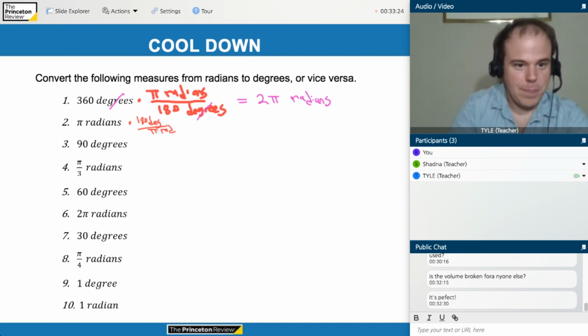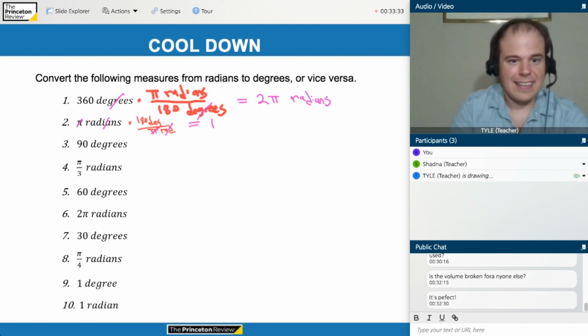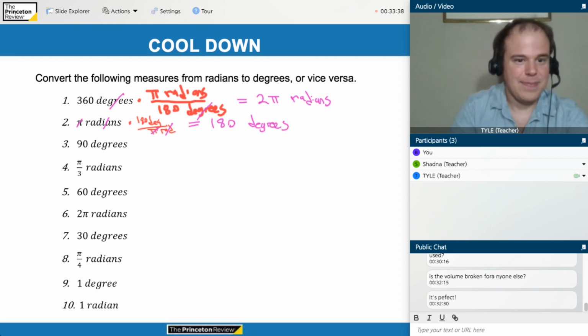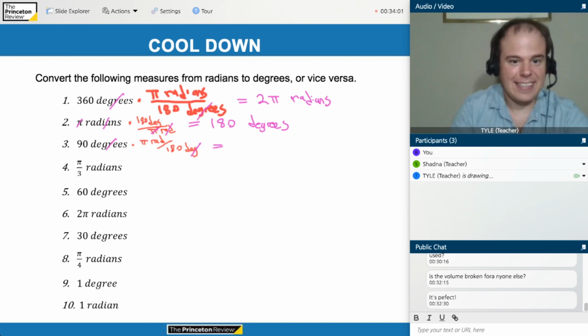And the radians cancel. The pi's also cancel, leaving me with 180 degrees. All right. Next, we have 90 degrees. So if we have degrees, then I want to multiply by radians on the top, degrees on the bottom. So times pi radians divided by 180 degrees. All right. And so the degrees cancel, and we get 90 divided by 180, which is a half. So this gives me pi over 2 radians.